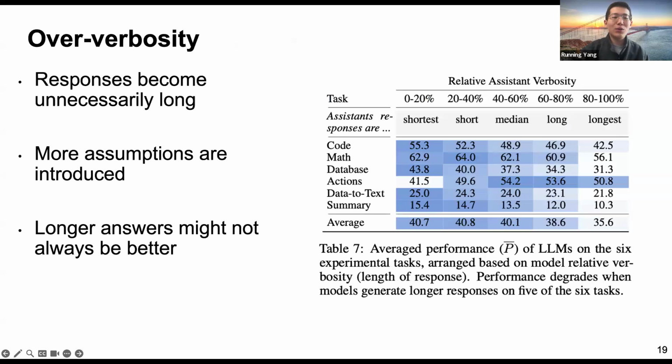And the last is over-verbosity. As the conversation continues, the model generates longer and longer responses. But these longer answers often include extra assumptions during the model's reasoning process. So instead of improving performance, this actually makes things worse, because the model drifts further away from the original task it's supposed to solve.